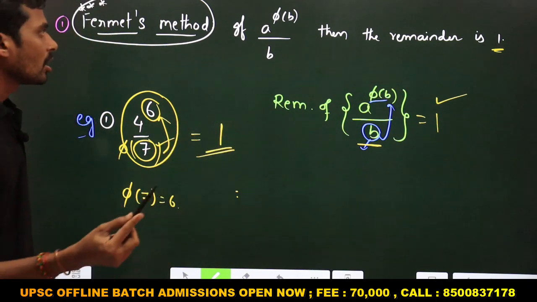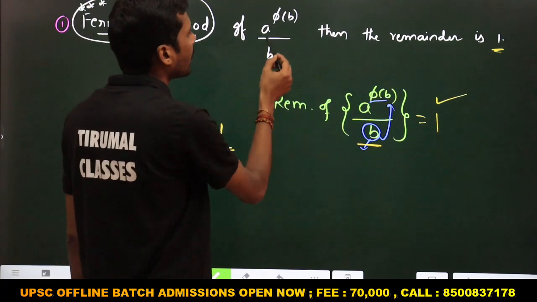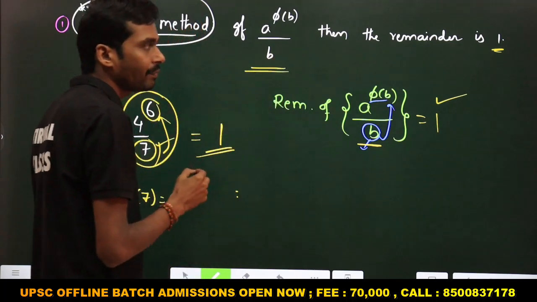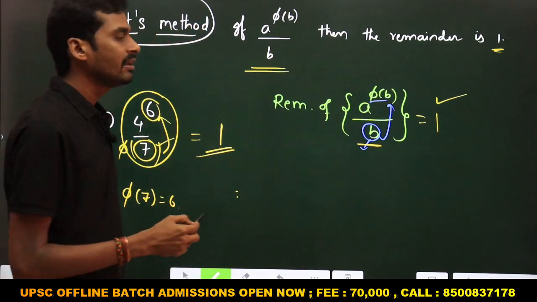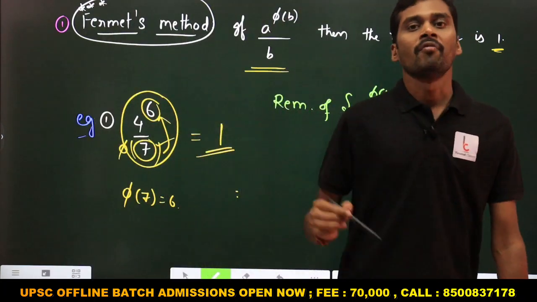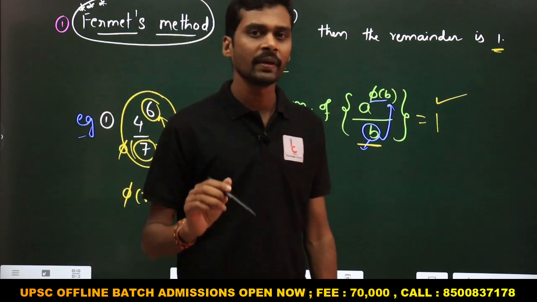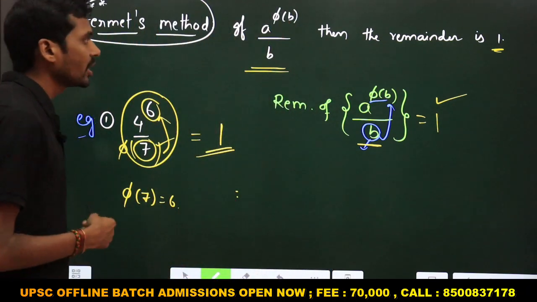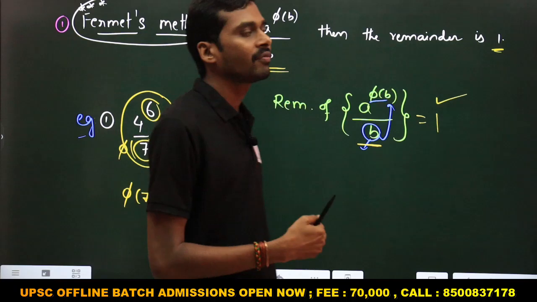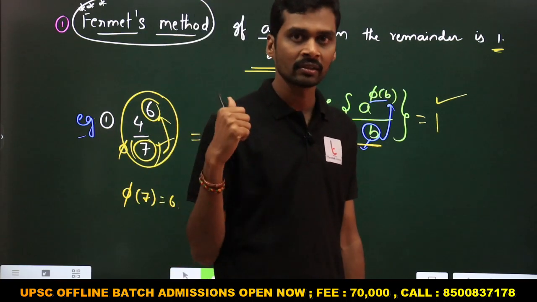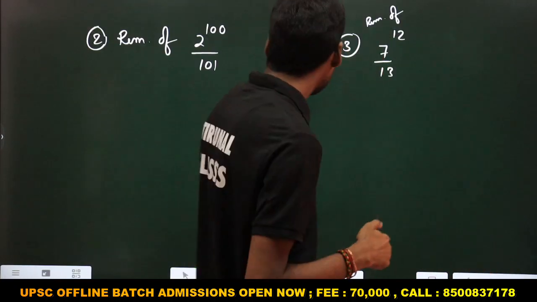Is it clear? If a number is in the form a to the power of phi of b divided by b, then immediately, without second thought, the remainder is 1. This is one of the important models in finding out remainders, so please remember that. So Fermat's method is very important, and you can see questions like this quite frequently. Okay, so let's look at the next one.